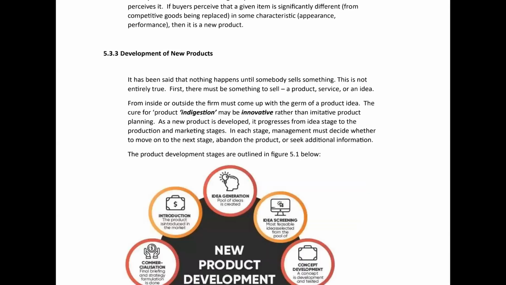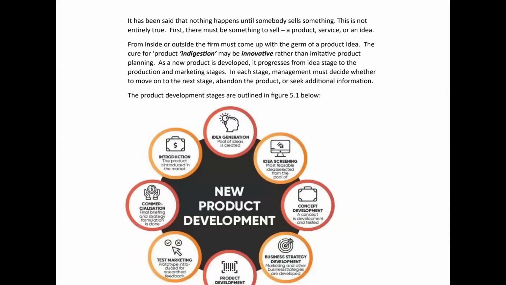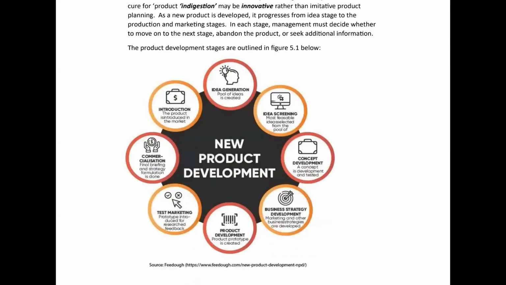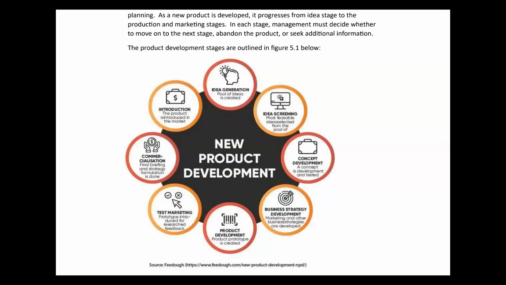Now, what about the development of the new products? You will understand that there are some stages that are involved in the development of the new product. Okay, we have a lot of stages. Number one is idea generation, all right? Idea generation being the first one. So a pool of ideas is actually created here.